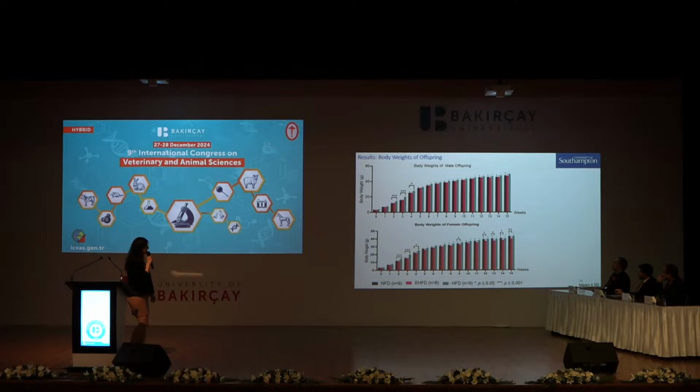So here's a result. You can see the male and female offspring body weight changes throughout their lives. If you look at weeks 2, 3, and 4, you can see offspring coming from high-fat diet groups were actually heavier than the control. And the rest, especially male offspring from the embryonic high-fat diet group, didn't show anything different. But the female offspring coming from the embryonic high-fat diet group were actually thinner than the control in their adulthood periods, such as in weeks 9, 12, 13, and 14.